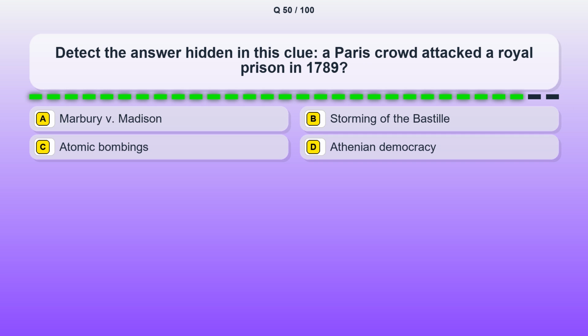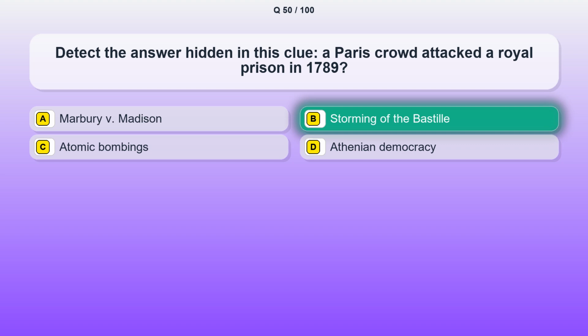Question 50. Detect the answer hidden in this clue. A Paris crowd attacked a royal prison in 1789. Option A, Marbury v. Madison. Option B, storming of the Bastille. Option C, atomic bombings. Option D, Athenian democracy.